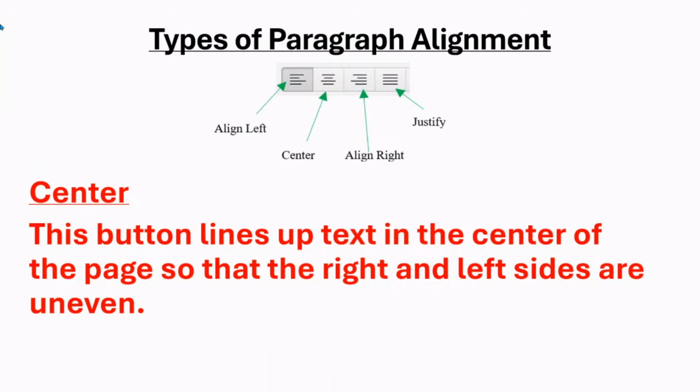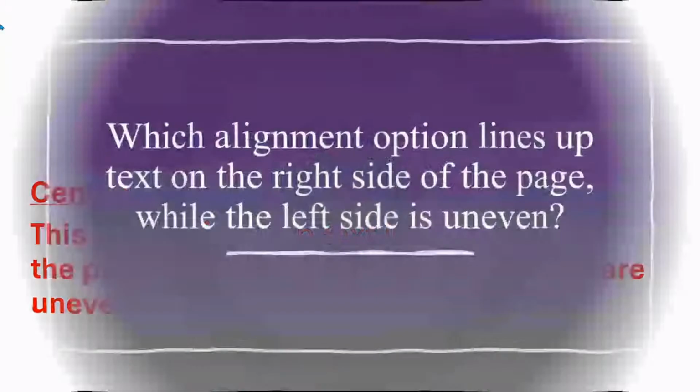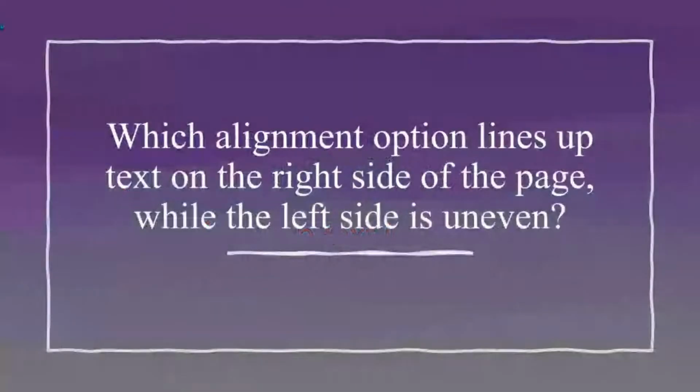Moving right along into our next question. Which alignment option lines up text on the right side of the page while the left side is uneven? So the right side is even, but the left side is uneven. What's the name of that alignment option?